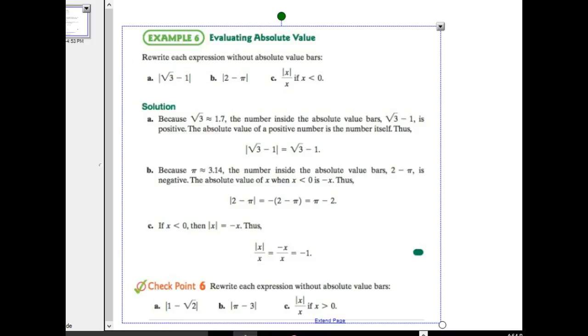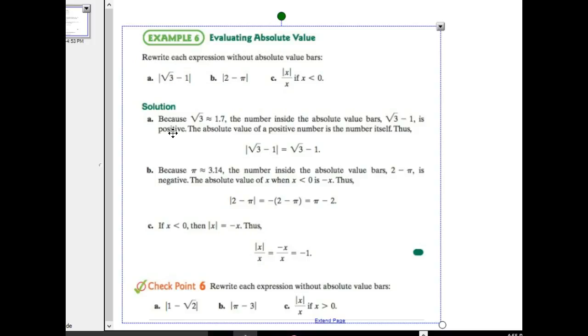So let's look at A. It is the absolute value of the square root of 3 minus 1. Now, because the square root of 3 is about 1.7, the number inside the absolute value bars, if you were to subtract 1 here, is going to end up being positive. So that means we don't have to take the opposite of it. Therefore, the absolute value of the square root of 3 minus 1 ends up just being the square root of 3 minus 1.